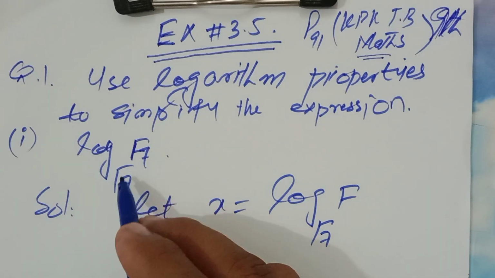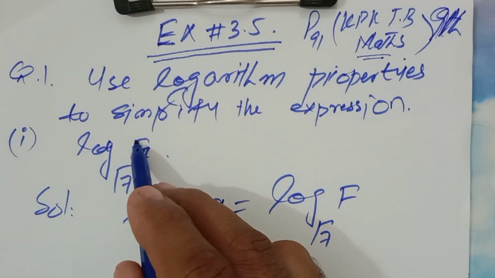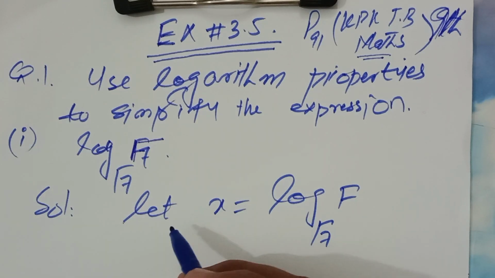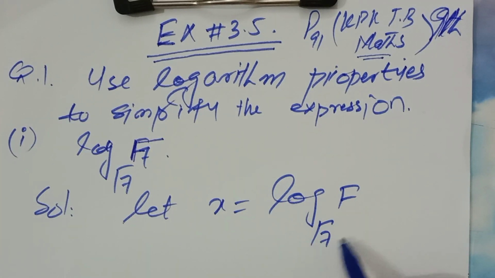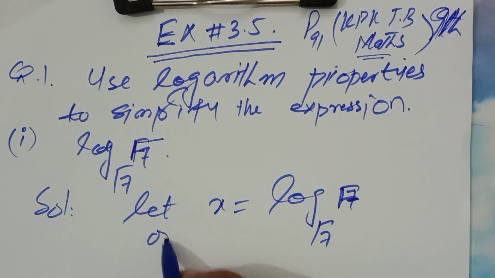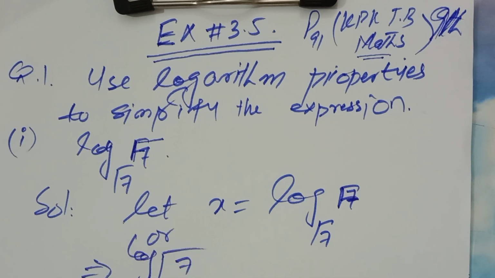एक्सप्रेशन। लॉग ऑफ अंडर रूट 7 ऑफ अंडर रूट 7। तो इसकी वैल्यू हमने फाइंड आउट करनी है। लेट कंसिडर, लेट से x is equal to log under root 7 of under root 7, and we can also write log of under root 7 with respect to base 7 equal to x.